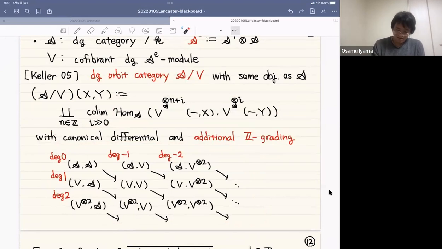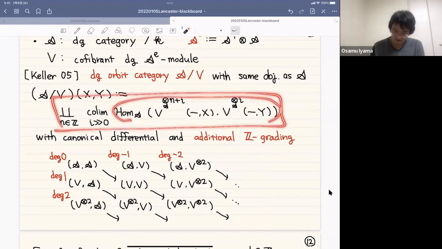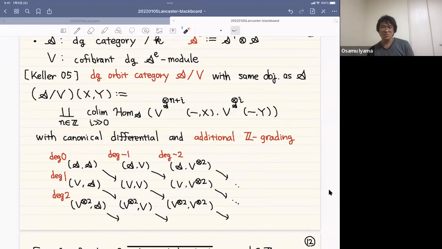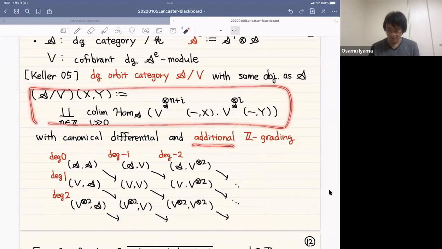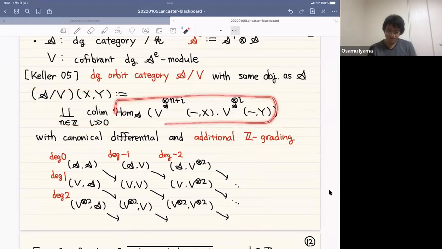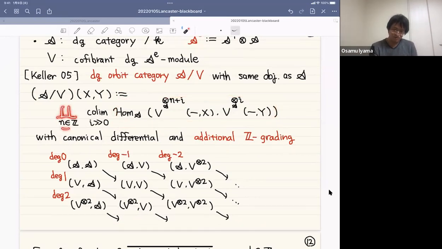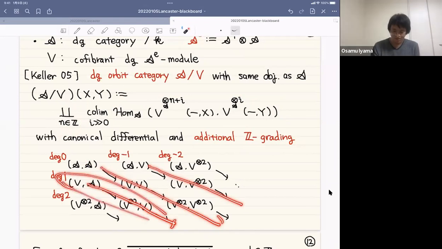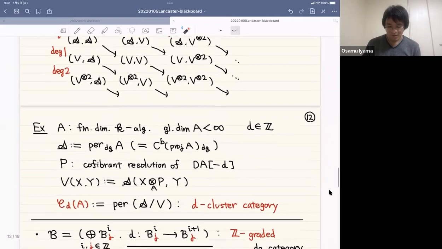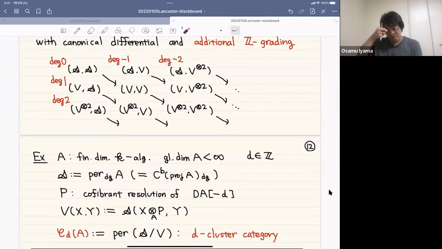By this definition, every term has a canonical differential, and one of the points is that this DG category has a canonical additional Z grading. Everything is a chain complex, so we already have a Z grading, but here a coproduct appears, and this coproduct gives us an additional Z grading. The degree 0 part is the colimit of such a map, the degree 1 part is the colimit of such a map, and so on. Anyway, this is the DG orbit category, and the cluster category is defined as a special case of this construction. We start with A, the perfect DG enhancement of the perfect derived category, and take a cofibrant resolution of the K-dual of A, shifted by -d.